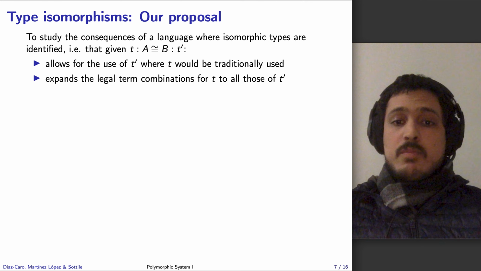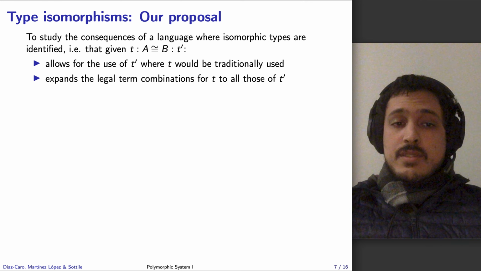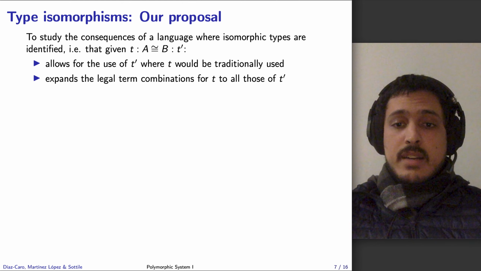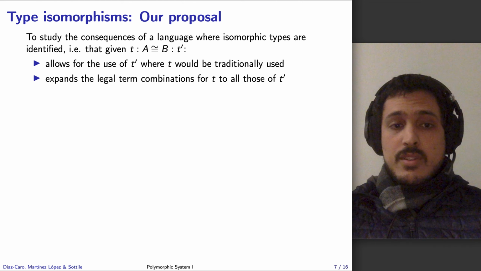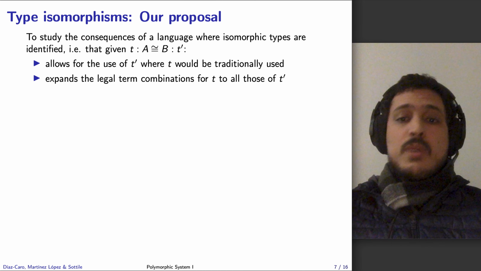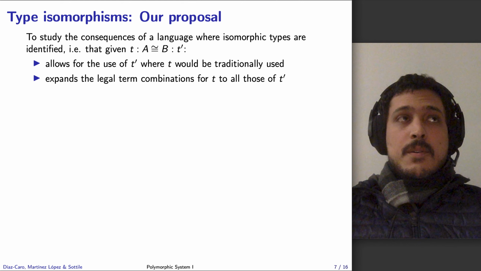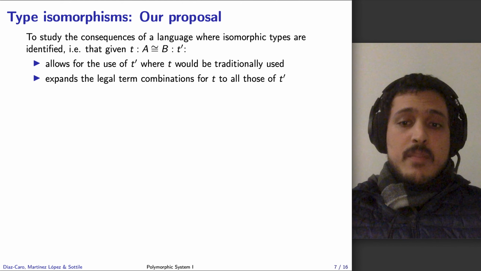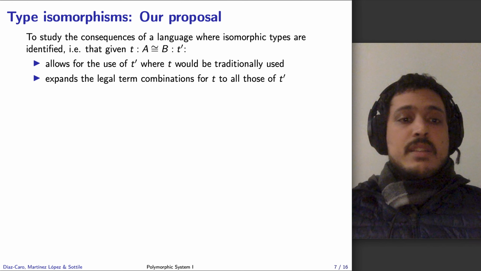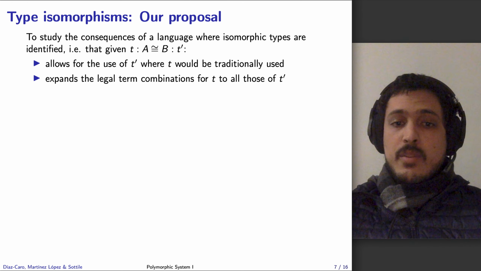So what is our proposal? We want to study the consequences of a language where isomorphic types are identified. This means that given two types that are isomorphic, and given two terms of those types that are also isomorphic, we want to allow the use of T prime where T would traditionally be used. We will see an example soon. And this expands the legal term combinations for T to all those of T prime.